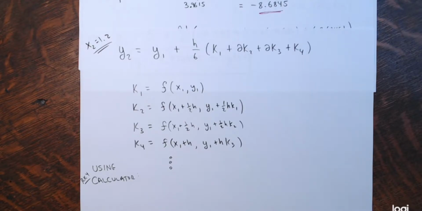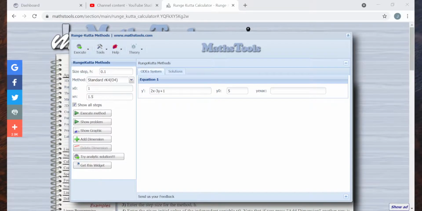But I did find this one site. Let me show you. It's called Maths Tools, M-A-T-H-S tools.com. And you can switch between the standard Rk4 method, Euler method, improved Euler's method, also called the Heun method. But I'm using the standard Rk4 method here.